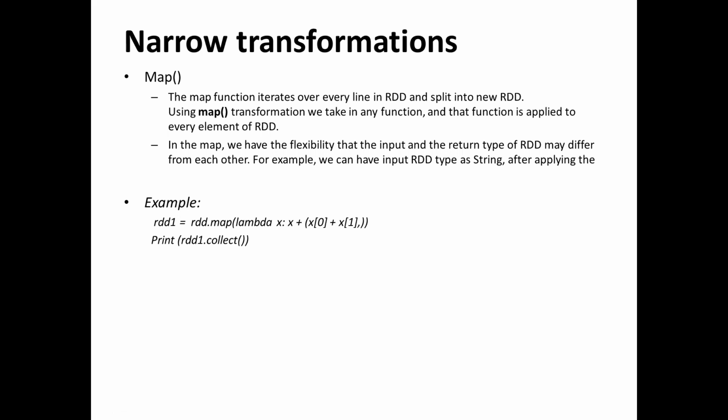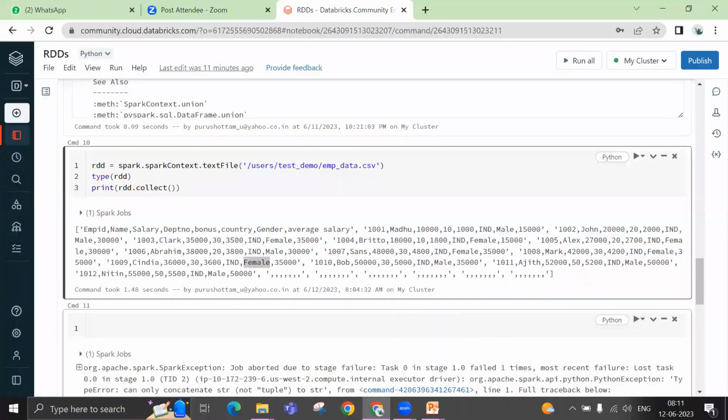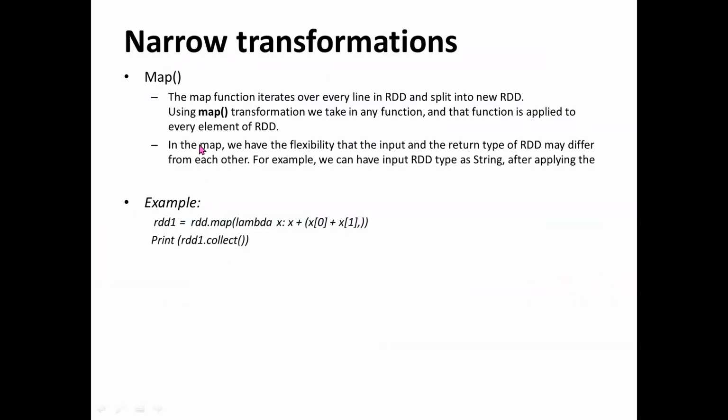The first narrow transformation is map. What does map do? Does anybody already know what map does, or have any previous experience with it? Okay, before I go into an example, let's deep dive into map.